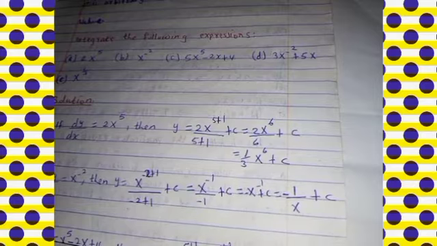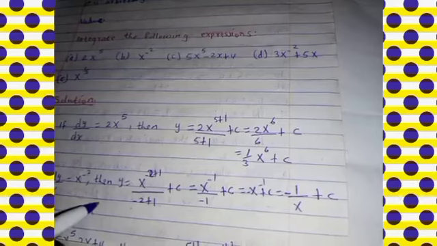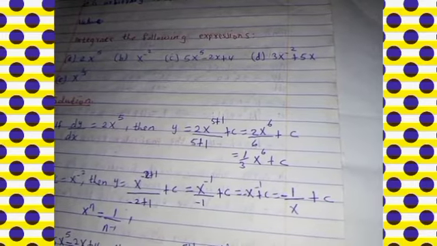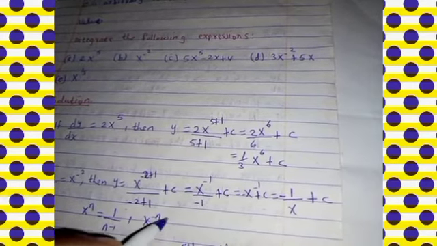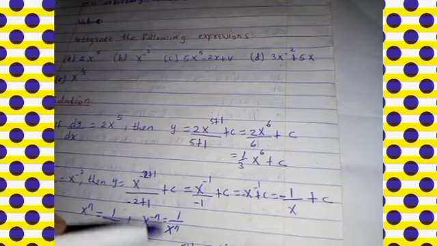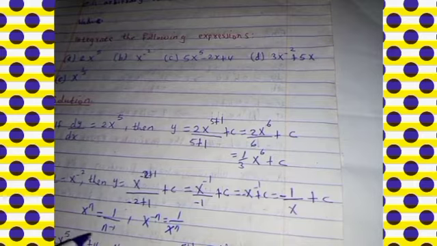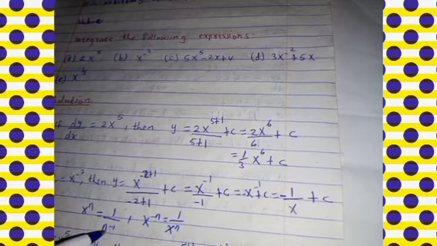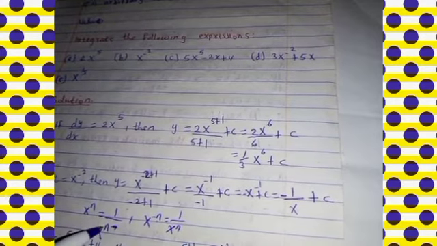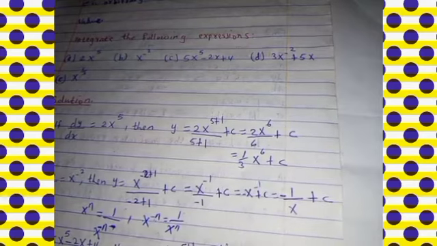We are using this rule here: x power negative n is equal to 1 over x power n. So if the index is negative, when you take the reciprocal of it, it becomes positive. And if it is positive, when you take the reciprocal of it, it becomes negative. That is the rule we are applying there.